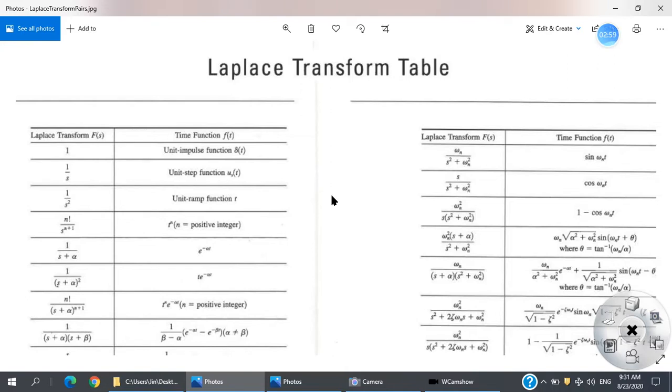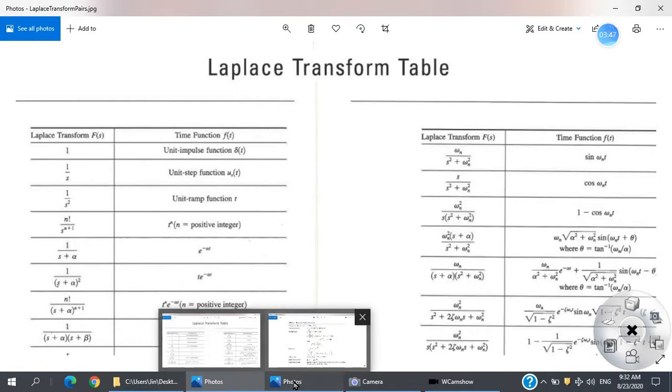Here we have two columns. One column is the time domain function, f of t. The other side is the Laplace transform, right? Here's another two columns. The most commonly used signals like delta of t, the unit impulse, unit step function u_s of t, a ramp t, or polynomials, t to the n. Then the exponential, t times exponential, and here you have sine and cosine, right? So for the most commonly used signals, you can find the Laplace transform based on this table.